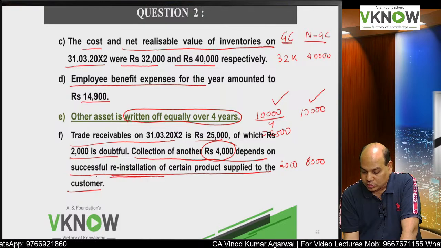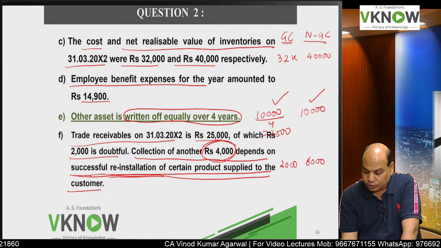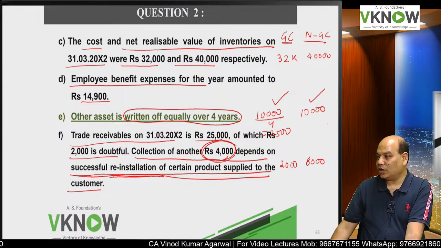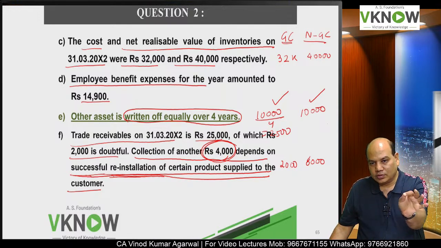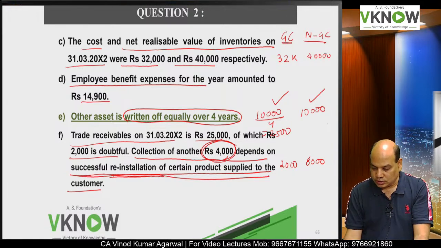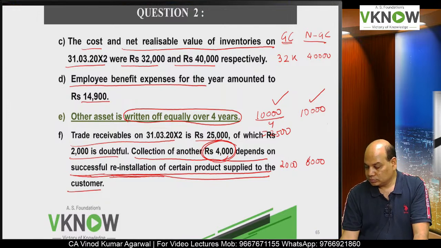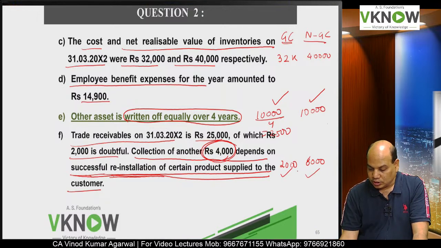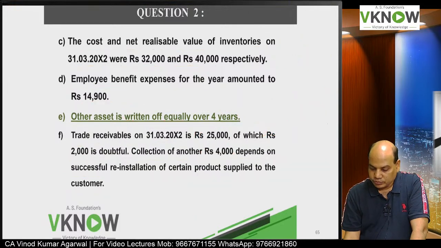So I don't know whether this contract can be successfully executed or not. If not executed, your 4,000 rupees cannot be collected. So my total provision for doubtful debt will be 6,000 in non-going concern, and accordingly my balance sheet figure will also change. This is P&L account. In balance sheet, 25 minus 2, 25 minus 6.